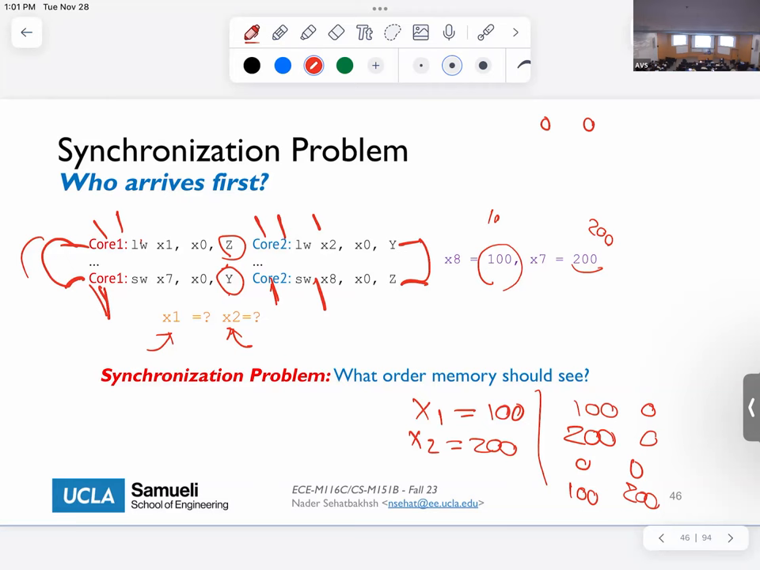Yeah. I don't think so. 0, 100, and 0, 200 might happen. So what I mean here is 0, 100. So one of them is X, one of them is Y. This one is Y, this one is X. Kind of like separate, yeah. I mean, X1 and X2. So this is X1, this is X2, this is X2, this is X1, something like that. Right? I'm going to get back to this example, so we're going to talk about this.